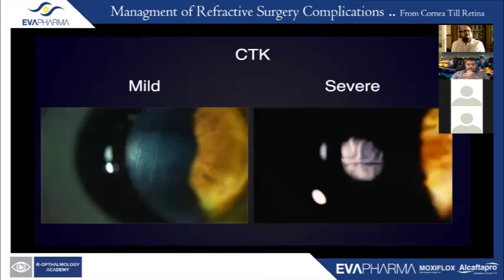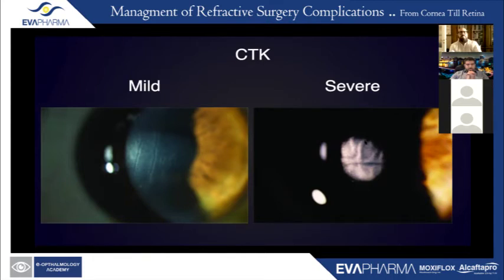Let's have a look at the clinical picture that you might face. Here is the mild form of the CTK. You face an opacity, mainly central, as the name of the condition implies, with a sharply delineated edge and some striae here. You can see these striae. This is one of the main features of the CTK. If you see this shape even for the first time in your life, you should suspect CTK.